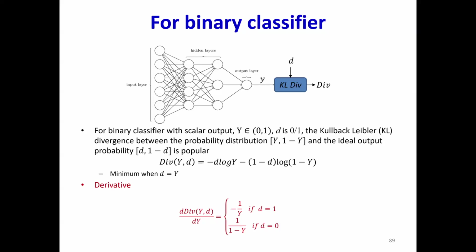And then D is going to be either 1 or 0. It's a desired output. If it's a picture of a cat, D is 1. If it's not a picture of a cat, 1 minus D is 1. If I take the derivative of the divergence with respect to Y, when D is 1, it's simply going to be minus 1 over Y, because the second term becomes 0. When D is 0, it becomes just 1 over 1 minus Y, because the first term becomes 0.